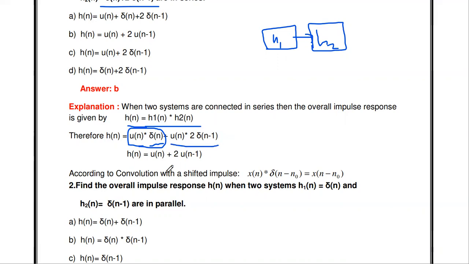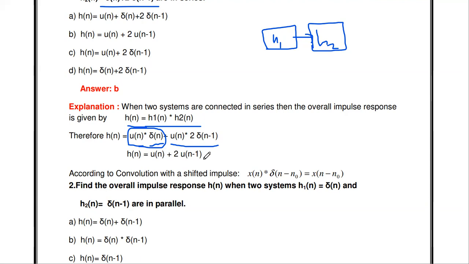To solve this convolution, we use the property of convolution with a shifted impulse. Any signal convolved with a shifted impulse del of n minus n naught, where n naught is the amount of shift, gives that signal x shifted by n minus n naught. Here, in place of x of n we have u of n, and in place of del of n minus n naught we have del of n minus 1. So the answer is u of n minus 1. The overall impulse response is u of n plus 2 into u of n minus 1.